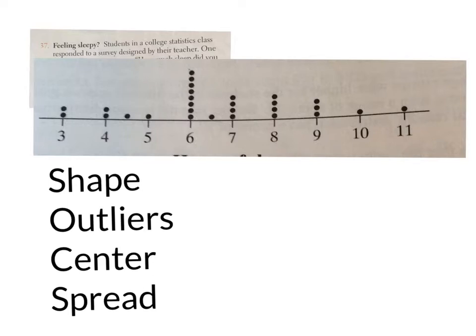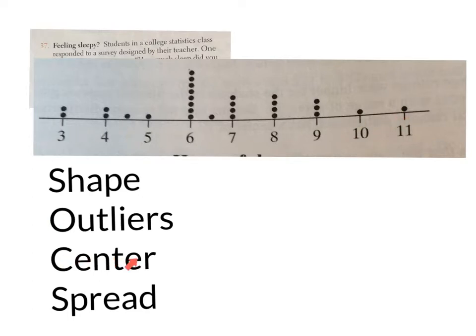And an outlier. So an outlier is basically, is there a number or a couple of numbers that are way higher or way lower than the rest of the numbers? Well, this high and low number aren't that far away from the other numbers, so there's no outliers here.